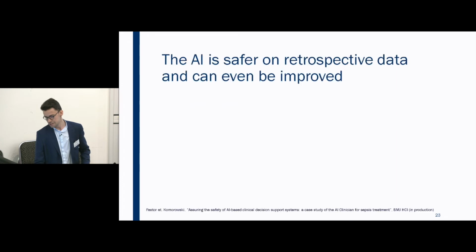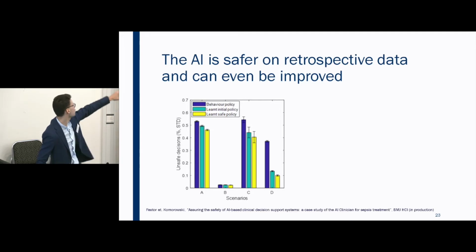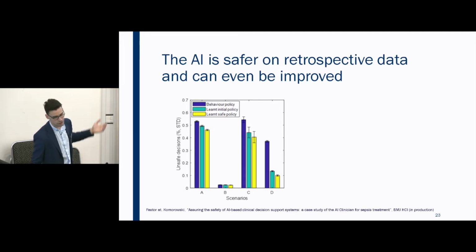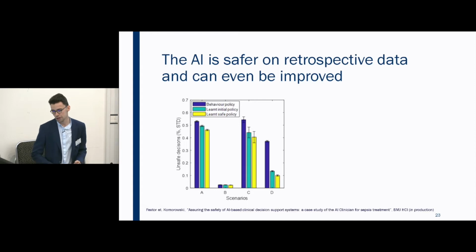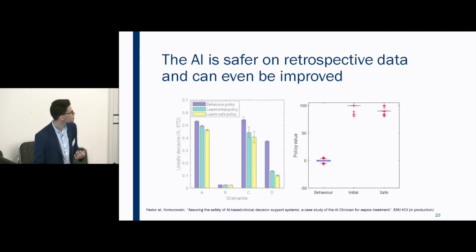And implementing this, you can see on this bar plot the proportion of unsafe or hazardous decisions that are taken by humans on retrospective data, the original AI in light blue and the retrained AI in yellow. And in all of the 4 scenarios, we've decreased the number of unsafe decisions that have been taken, while, you can see on this plot, not harming the performance of the AI too much.